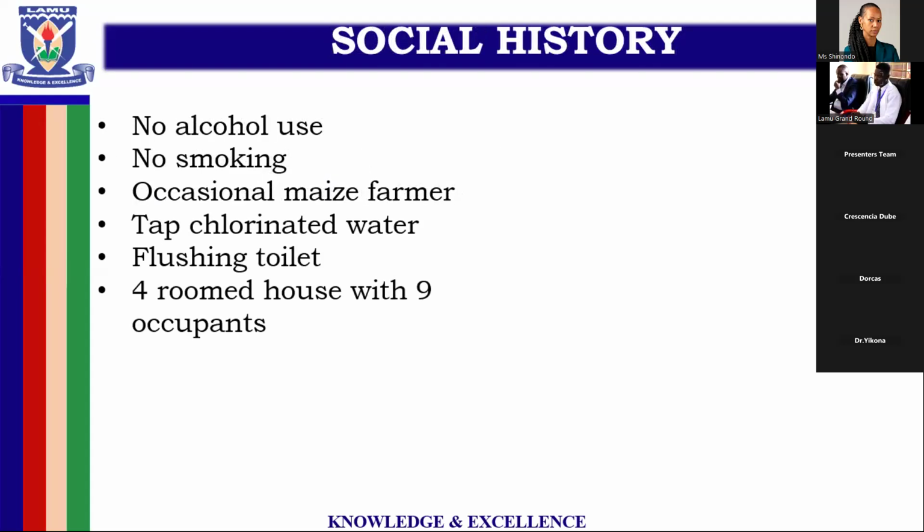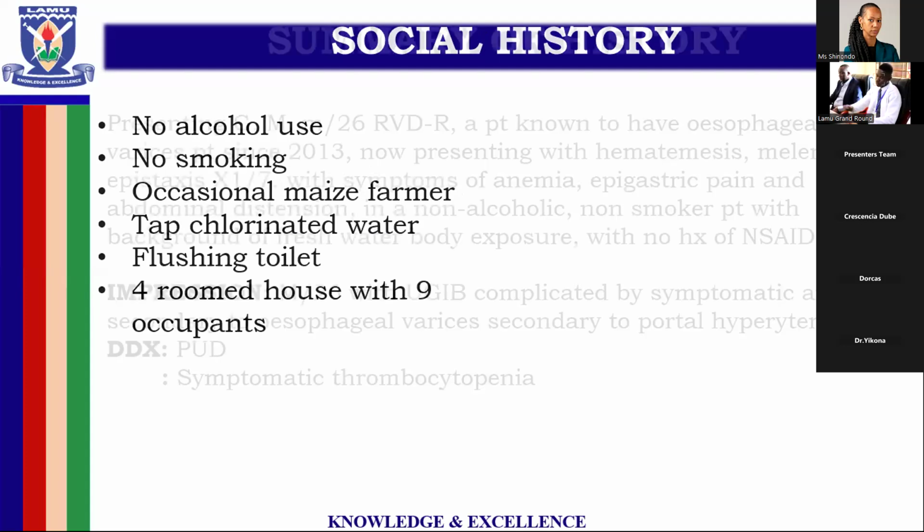Socially, he doesn't take any alcohol, he doesn't smoke. He's an occasional farmer of maize and drinks tap water, which is chlorinated. The toilet is a flushing system, and he lives in a four-roomed house with 9 other occupants.